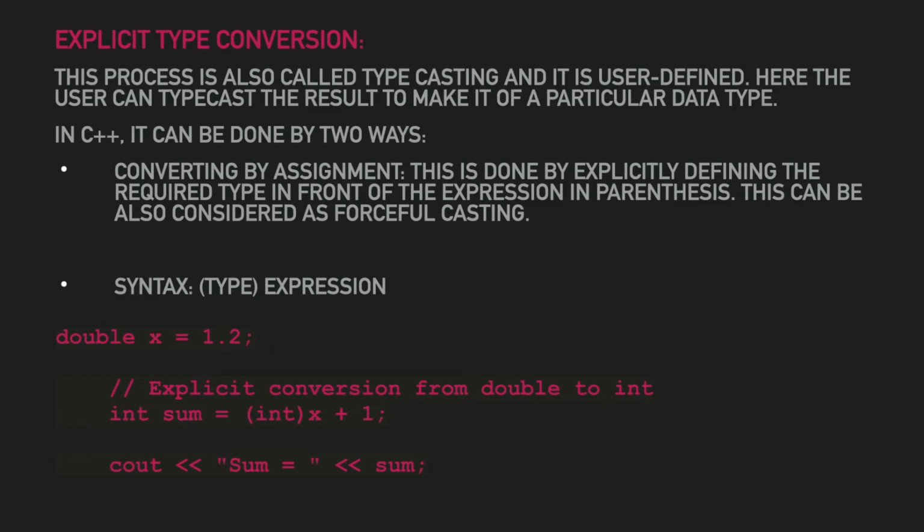Then int sum is equal to int of x plus 1. So what will be the integer part of 1.2? That is nothing but 1. So what if we add 1 plus 1? 1 plus 1 is nothing but 2. So the value of sum would be 2. In the cout statement, you will print sum is equal to sum. That is sum is equal to 2. Now let's see the output. Yes, the output comes as sum is equal to 2.